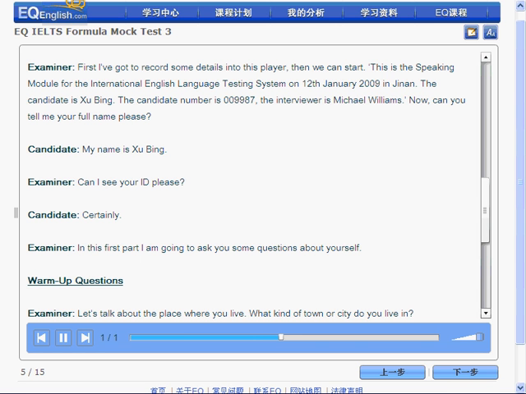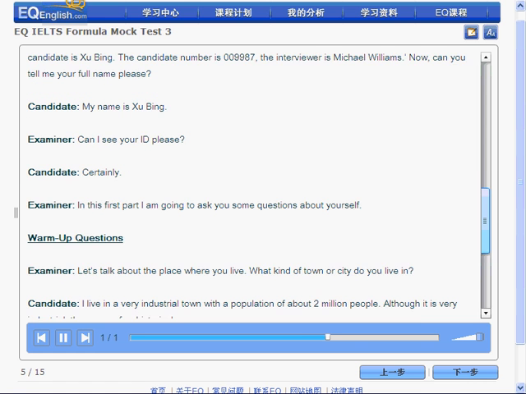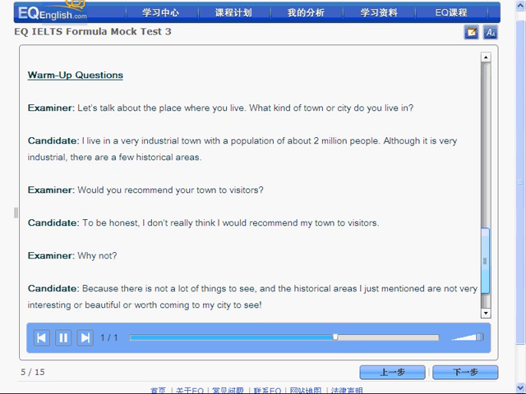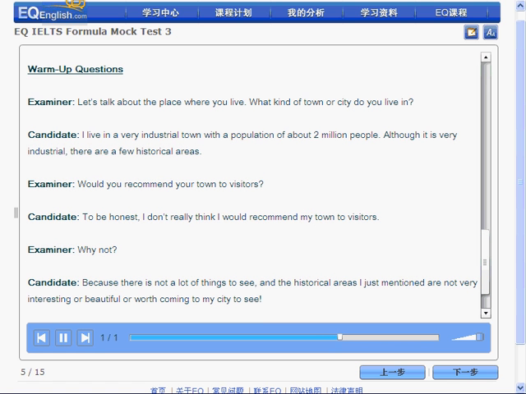Now, can you tell me your full name, please? My name is Xu Bing. And can I see your ID, please? Certainly. In this first part, I'm going to ask you some questions about yourself. Let's talk about the place where you live. What kind of town or city do you live in? I live in a very industrial town with a population of about 2 million people. Although it's very industrial, there are a few historical areas.